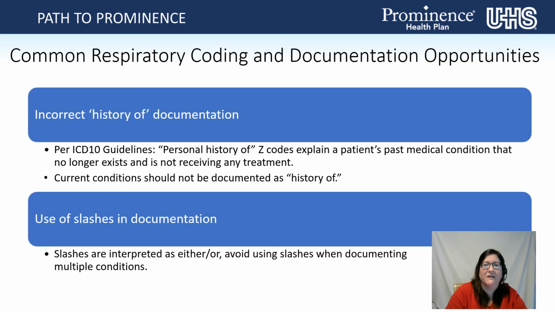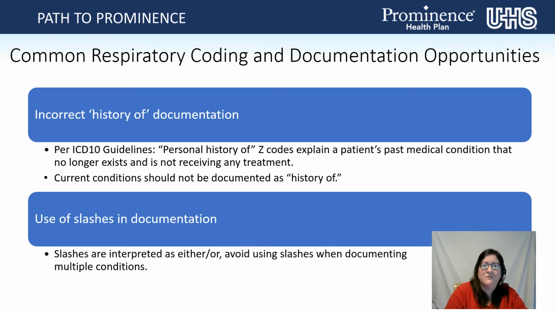Common respiratory coding and documentation opportunities and observations continued. Incorrect use of history of. Per the ICD-10 guidelines, a personal history of is a Z code that explains a patient's past medical condition that no longer exists and is no longer receiving any treatment. So for current conditions, even when they're not presenting any problems, we need to avoid documenting as a history of.